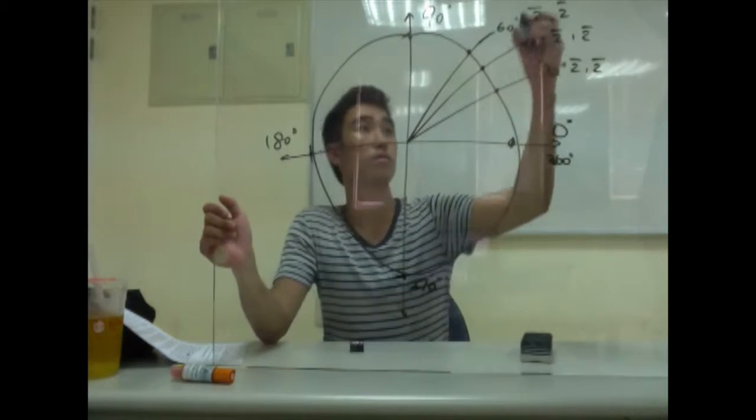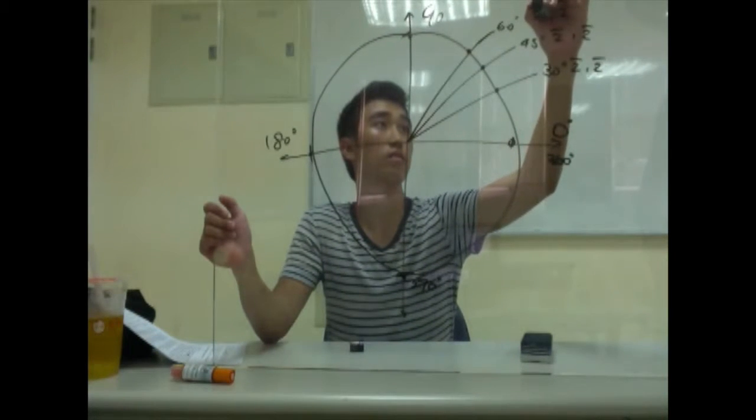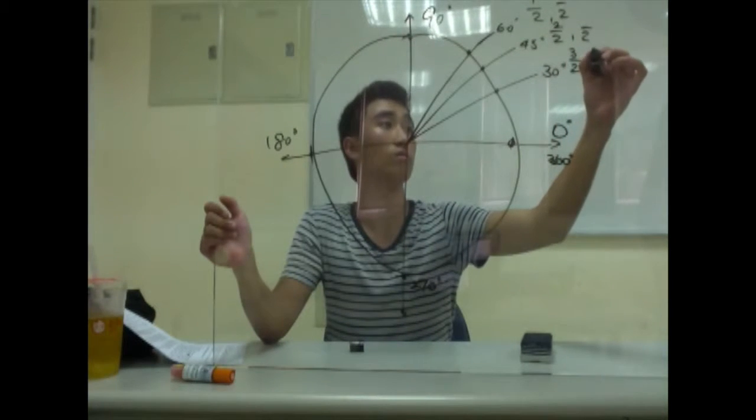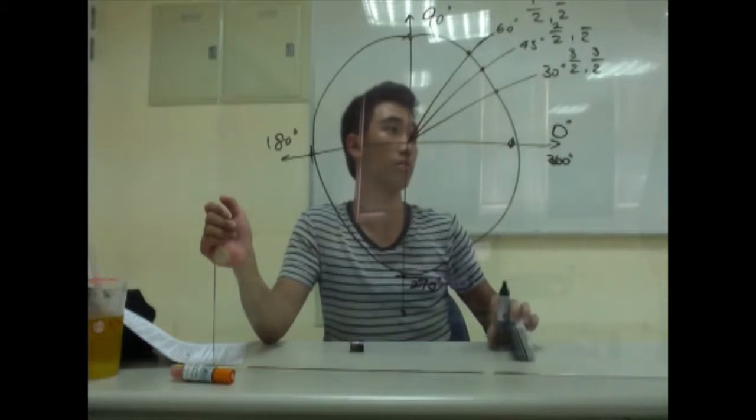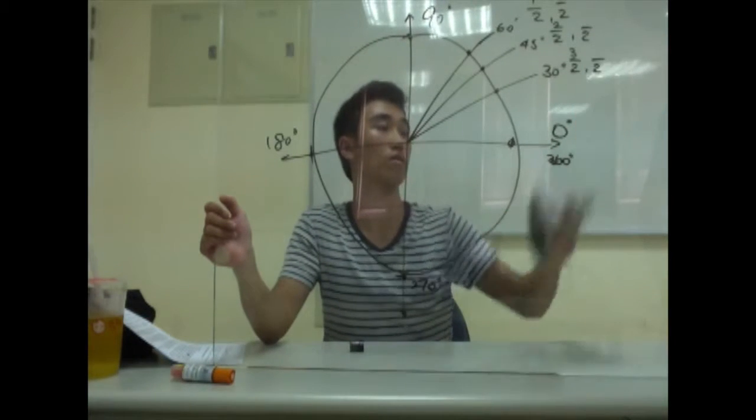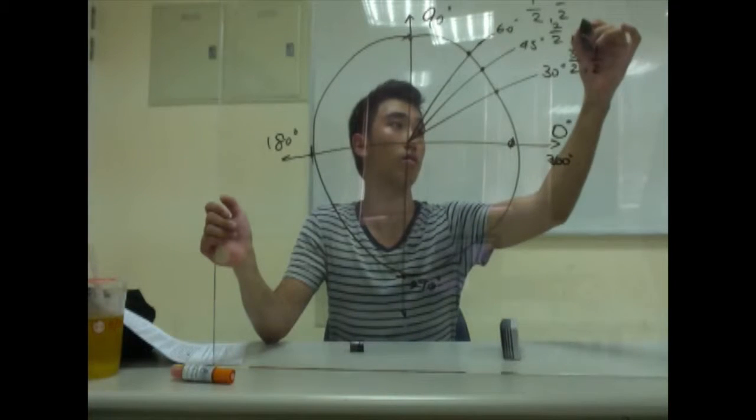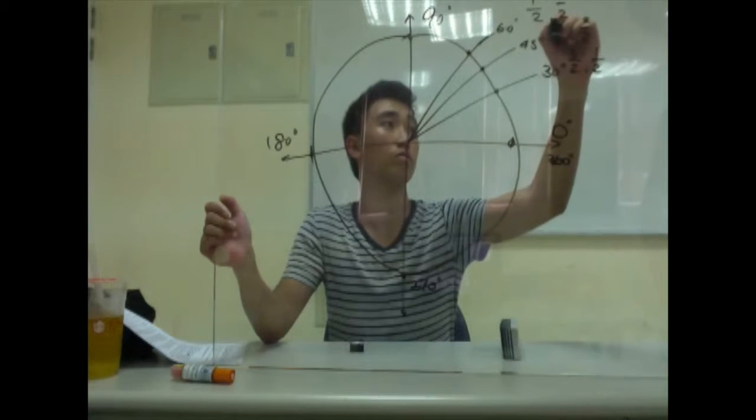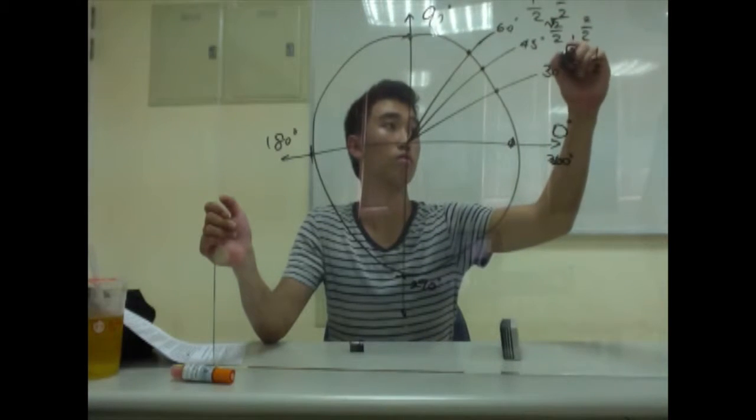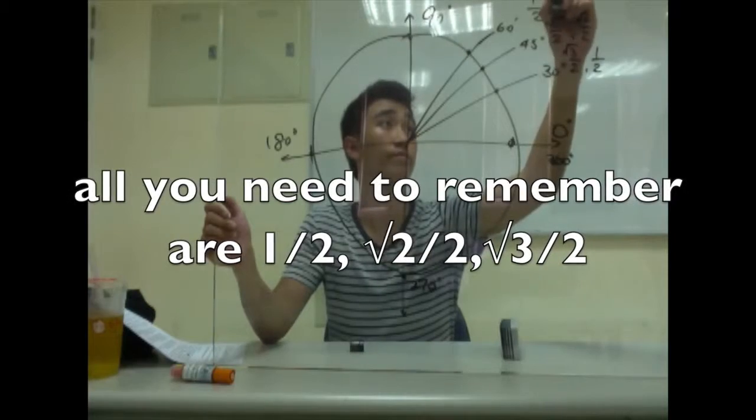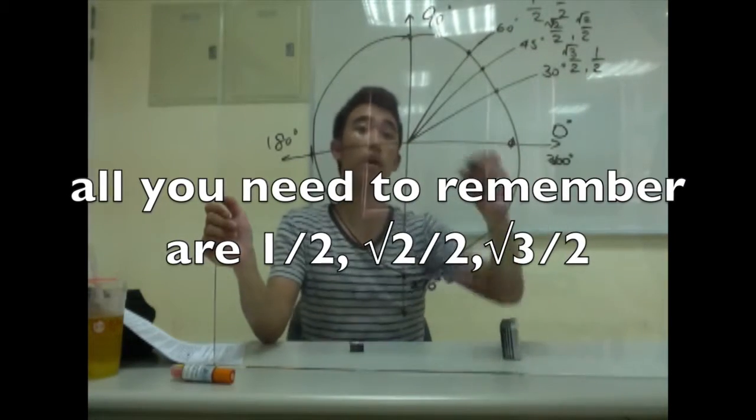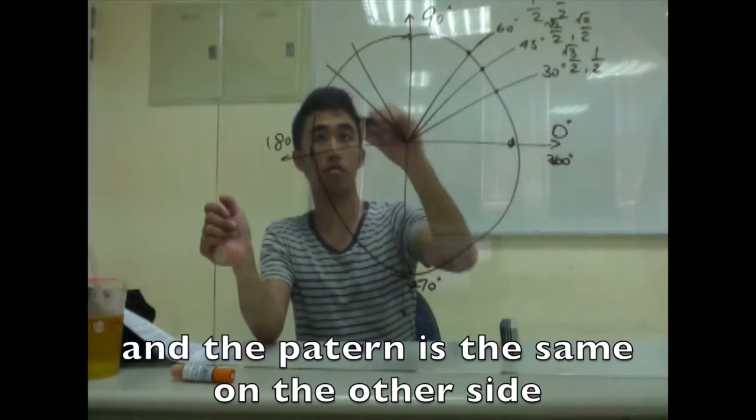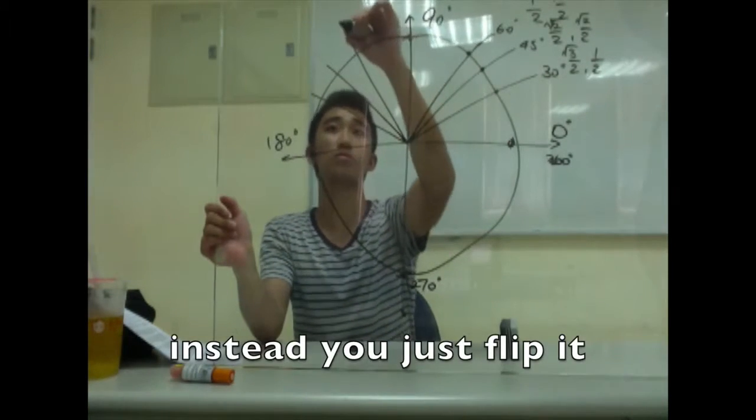To find the cosine, which is the x, you go 1, 2, 3, down. For the y, you go 3, 2, 1, or 1, 2, 3, up. And you'll put a root sign over 2 and 3. The pattern is the same for the other side, you just flip it.